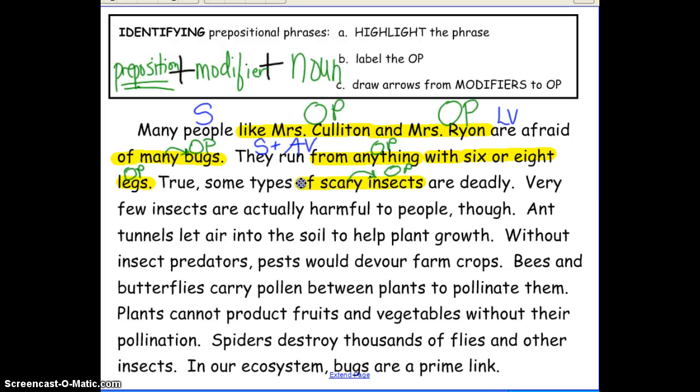Because now we have to find the subject and the verb. And the subject and the verb can only be in what's left of the sentence. Cooper. True, some types are deadly. So what's our subject? What's the subject then? Because it doesn't sound like a subject, but that's what it is. Cassidy? Types. Types is the subject.